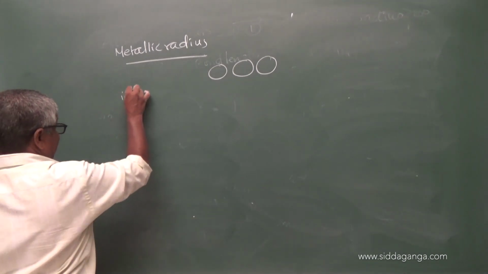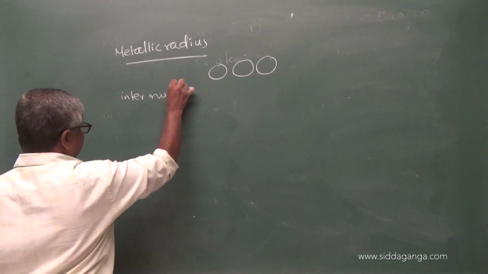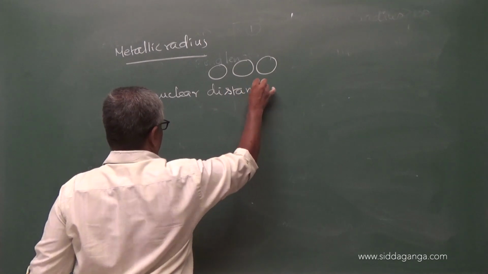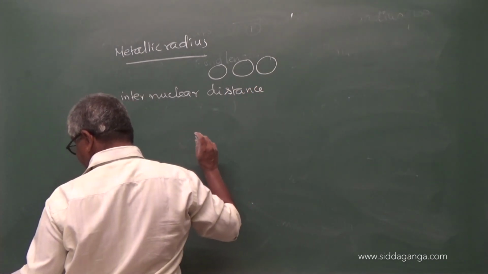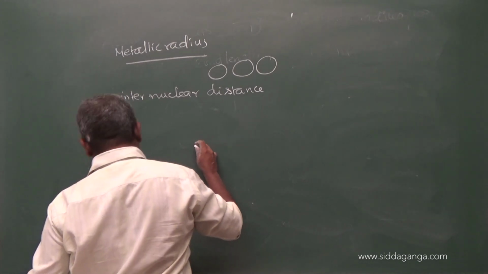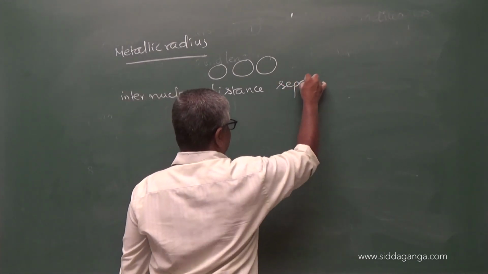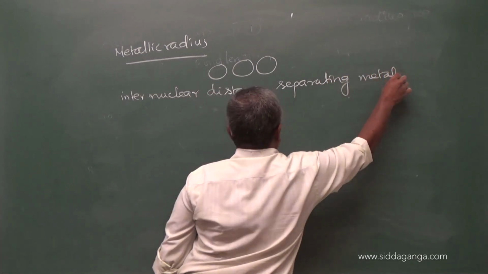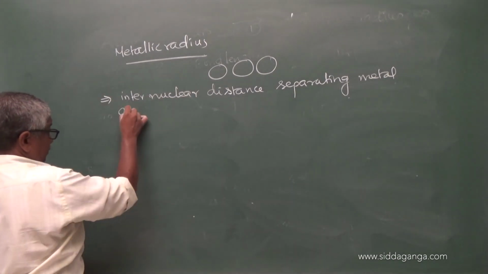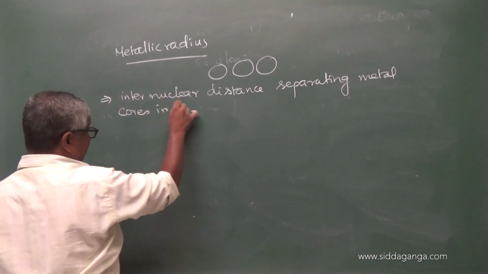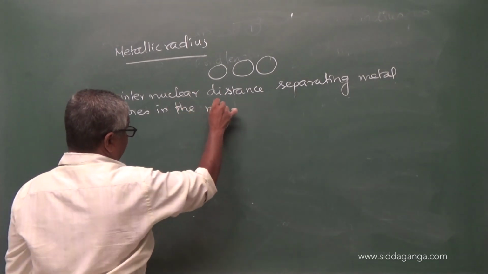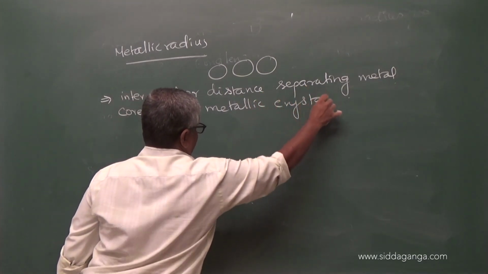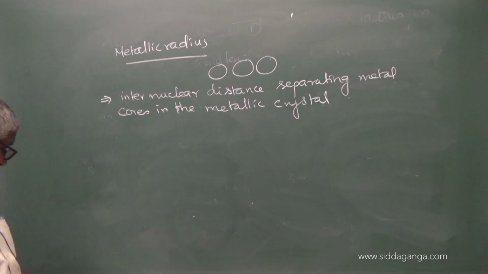Metallic radius is the internuclear distance, the distance separating the metal cores in the metallic crystal. That is the metallic radius.